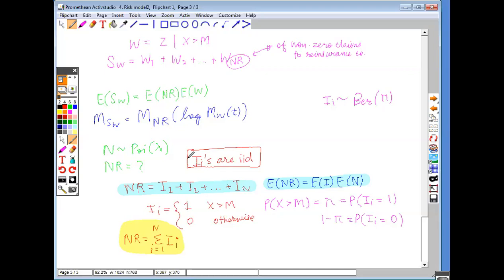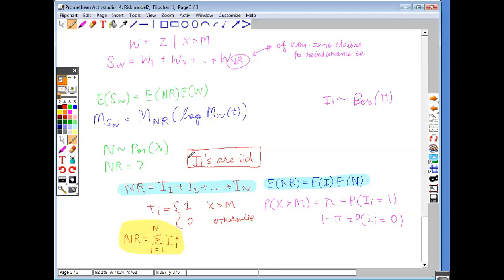So we write summations only up until capital N, and capital N is the number of claims that the insurance company has incurred. So we do the same thing with the insurance company as well, where I'm denoting NR as the number of non-zero claims for the insurance company. So that is a new random variable that I have now defined for my convenience.